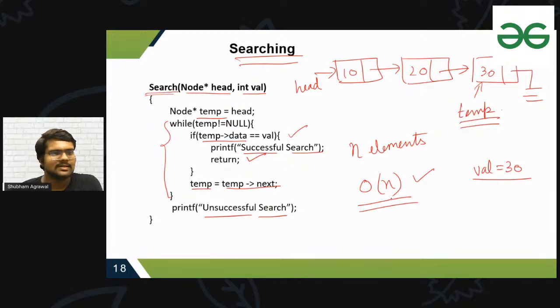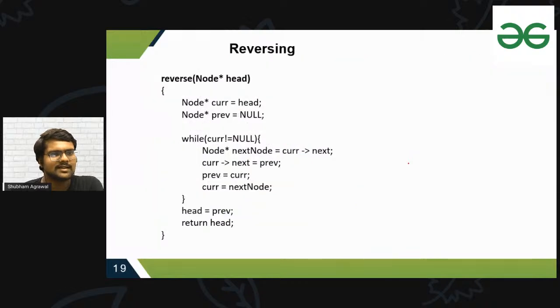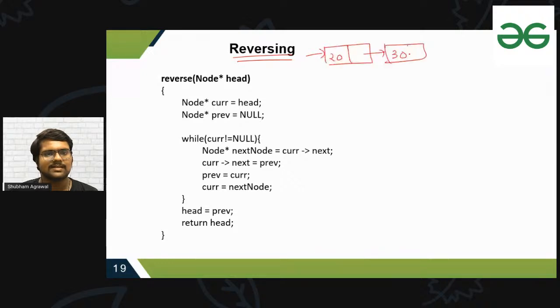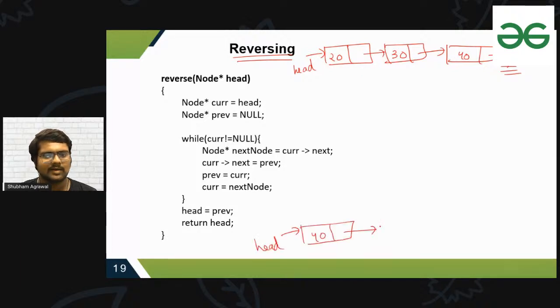Okay, so let's see how we can reverse a linked list. It is very interesting. If we have a linked list, 20, then 30, then 40, and I want to reverse this linked list. Head is pointing to the first node, and I want the result to be something like this: head should point to 40, then 30, then 20, and 20 should point to null. So how can we do that? For that we have this small algorithm.